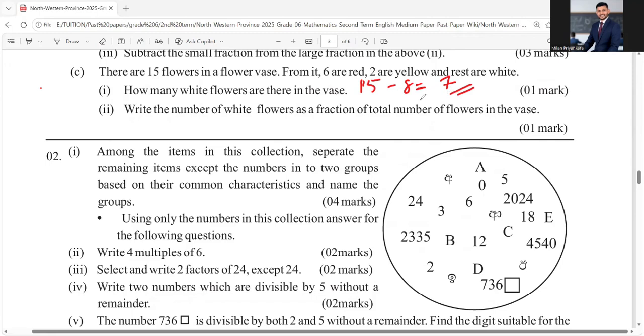Write the number of white flowers as a fraction of the total number of flowers in the vase. Total number is 15. So it is equal to 7 out of 15. This is the fraction.